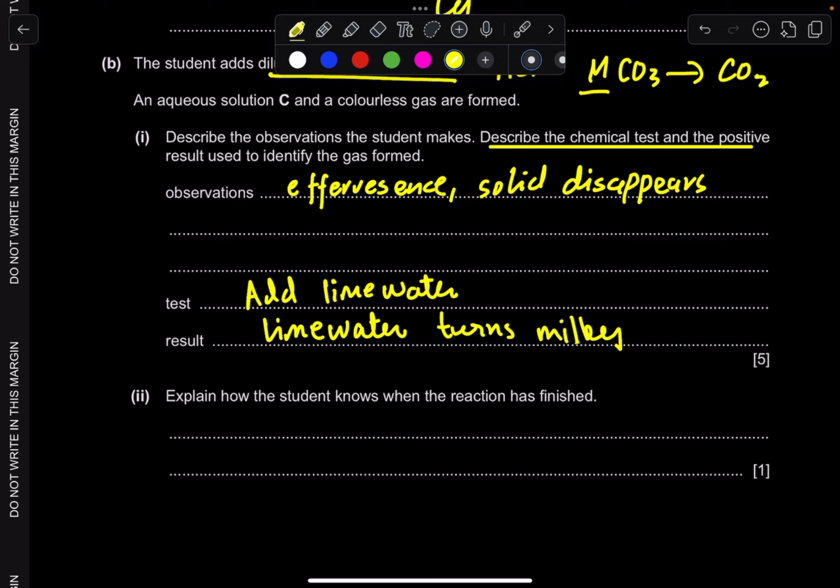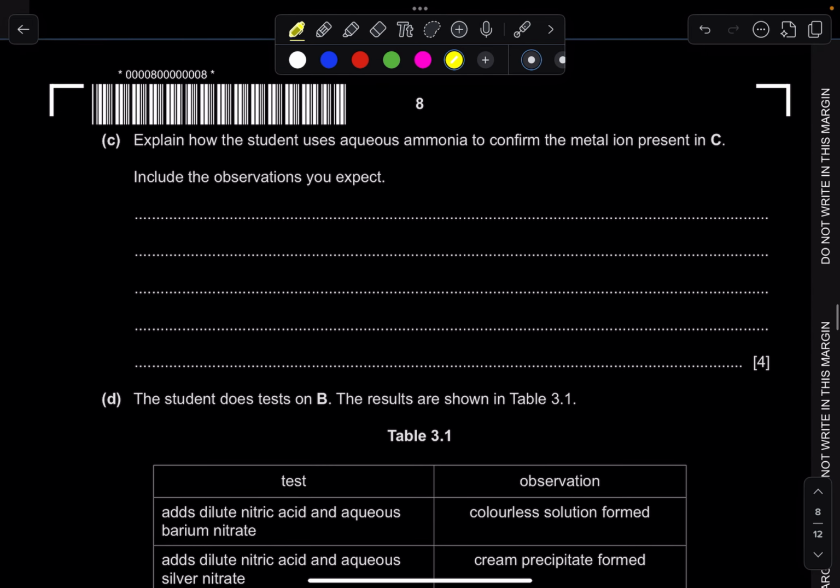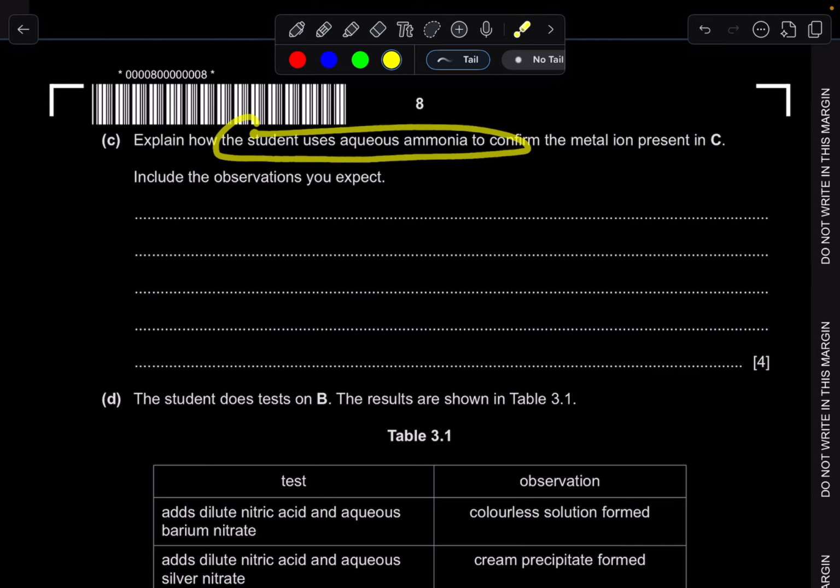Okay, explain how the student knows the reaction has finished. When the effervescence will stop. Effervescence stops, okay? When the bubbles are going to stop. In the bubbling reactions, you always know the reaction's over when the bubbles stop. Okay, explain how the student uses aqueous ammonia to confirm the metal ion present in C. Include the observations you expect.